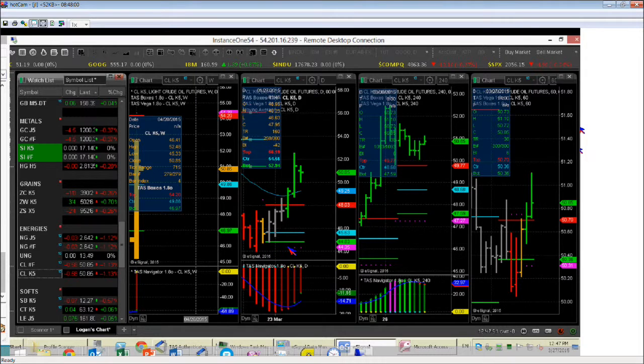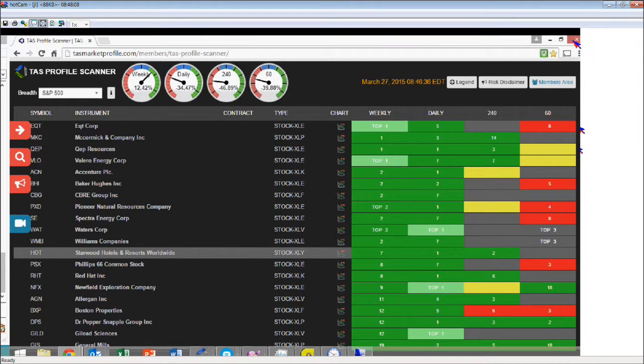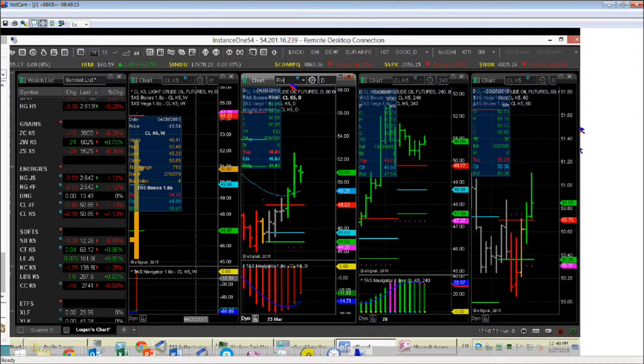Red Hat, based out of Raleigh, North Carolina, RHT. Let's take a look at that one. They moved their headquarters there. I know they originally weren't there. All right, here we go, $75.